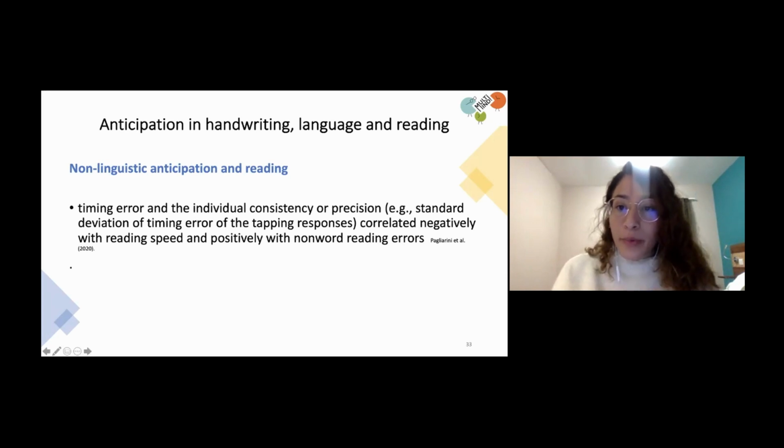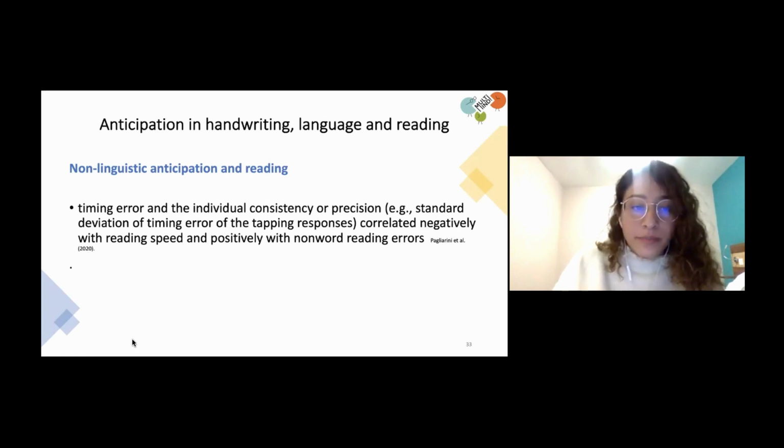So, for example, it has been found that the timing error on the warning imperative task, so how accurate we are in anticipating, appears to be correlated with reading speed as well as with non-word reading errors. So basically children who made more timing errors seem to be slower readers, and they also seem to make more errors when it comes to reading non-words.